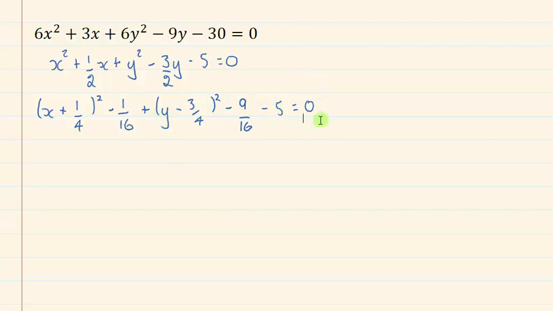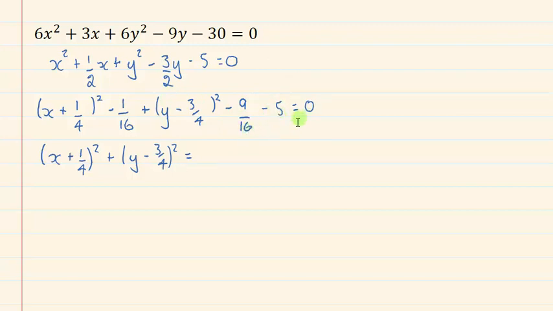The next step will be to collect the number terms together and then add them to both sides to take it over onto the right. So that will leave me the algebraic terms of x plus a quarter all squared plus y minus 3/4 all squared. And at this stage, if I've moved all the terms over, I'll make that 5 into 16ths as well.